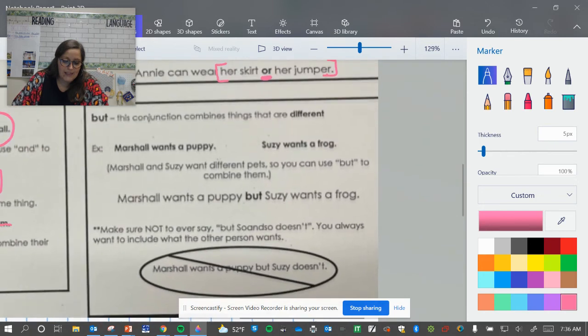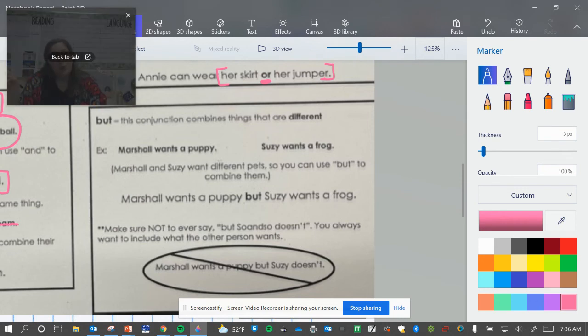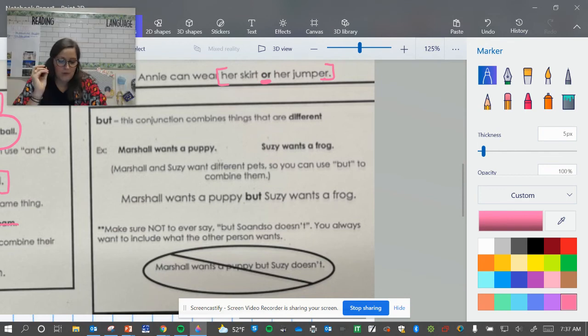But is a little bit different. So but combines things that are different. It works a little bit different. We're not really making a but sandwich like we made an and sandwich or an or sandwich. It's just a little bit different, okay? So let's look at these. Marshall wants a puppy. Susie wants a frog. Because they're different, instead of having a period between them, I'm going to have but between them. So here we go. Marshall wants a puppy, but Susie wants a frog.